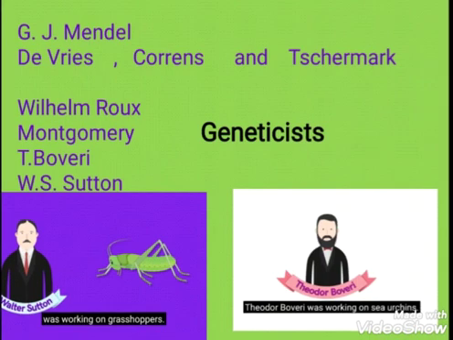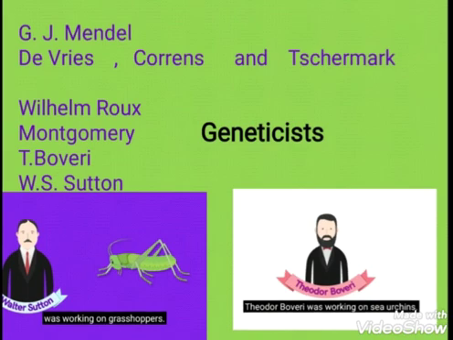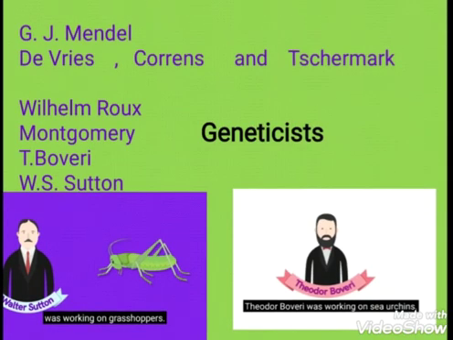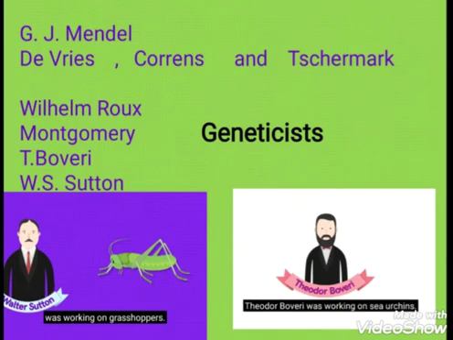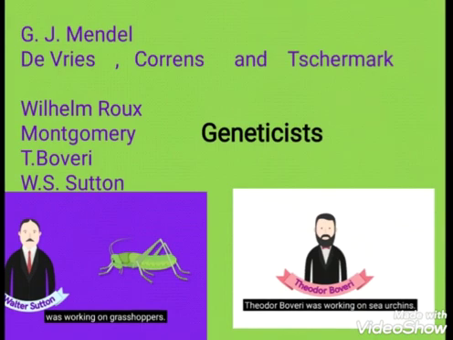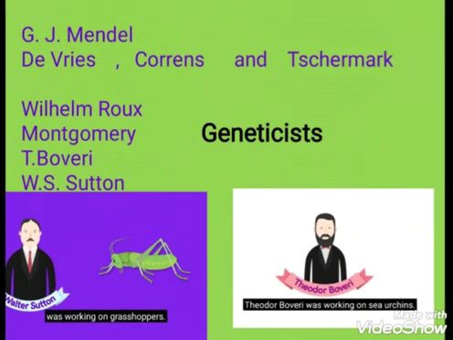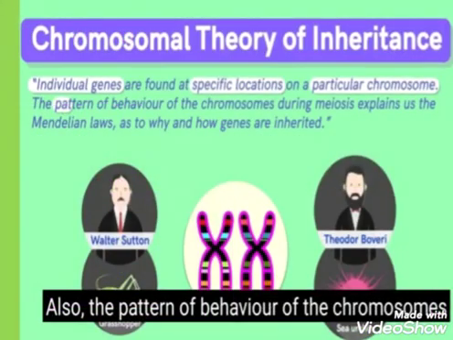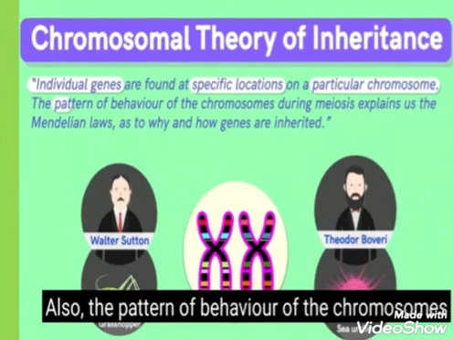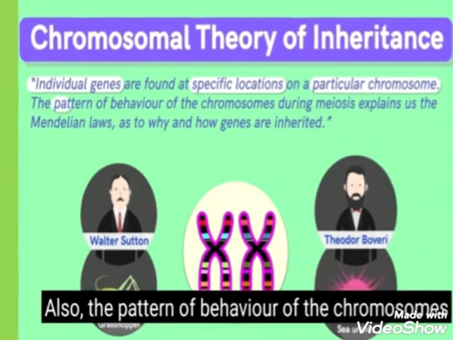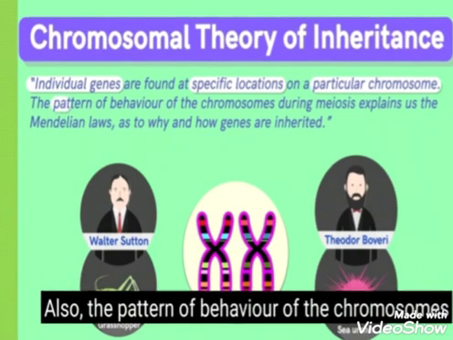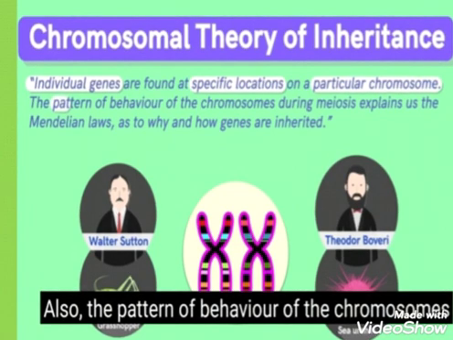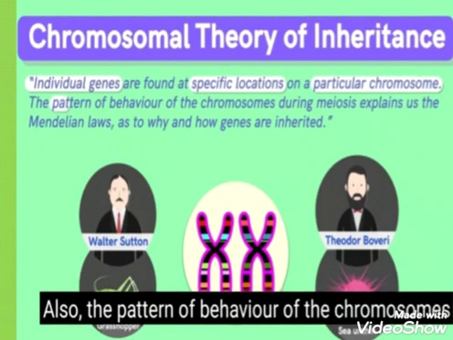T. Boveri proved the chromosomal theory of inheritance, and W. S. Sutton, a young American student, recognized a parallelism between the behavior of chromosomes and Mendelian factors during gamete formation. Theodore Boveri was working on sea urchins, and Walter Sutton was working on grasshoppers. They both postulated the chromosomal theory of inheritance.